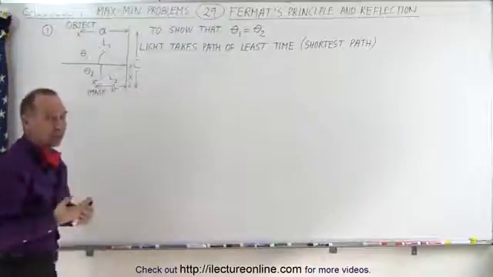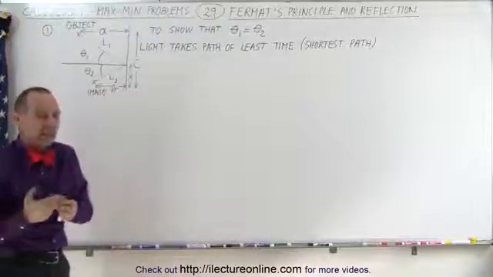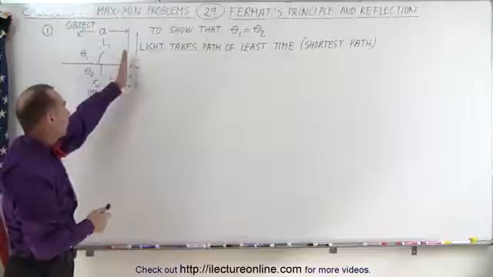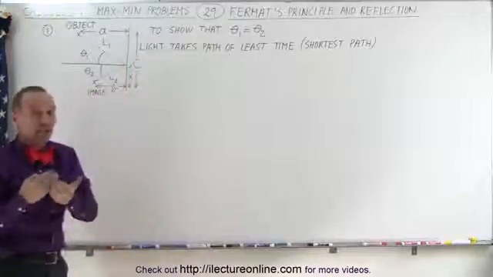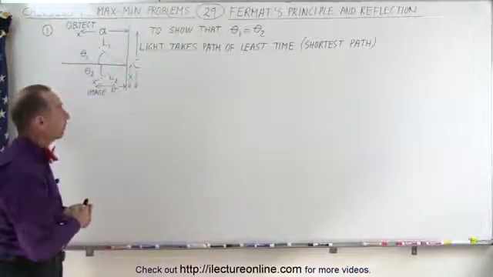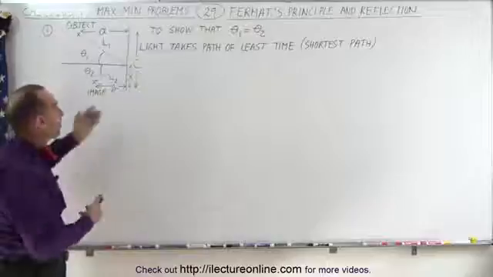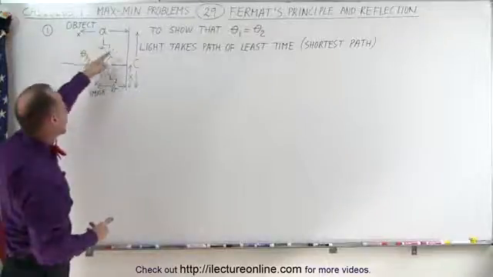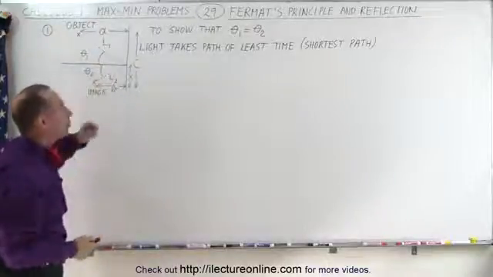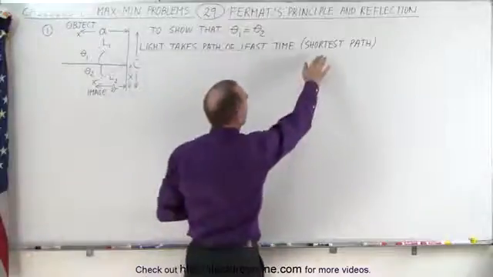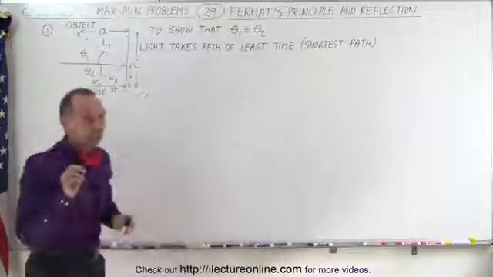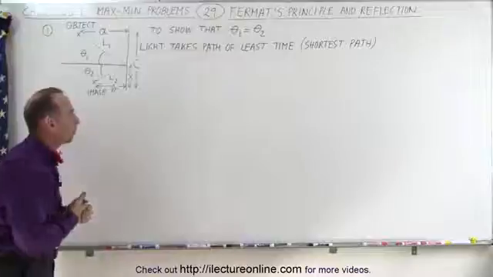In other words, the angle of incidence and the angle of reflection, when something is reflected off a flat mirror, those two angles should be equal to one another. And we can do that by showing that light will take the least time to get there, which means it will take the shortest path. And from that, we should be able to show that those two angles are equal.